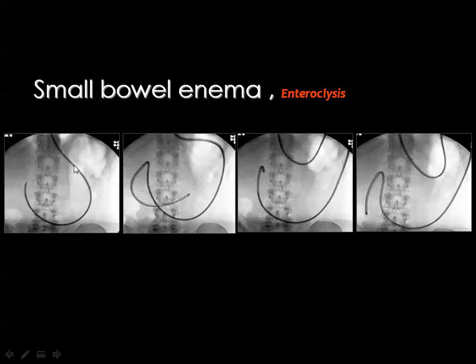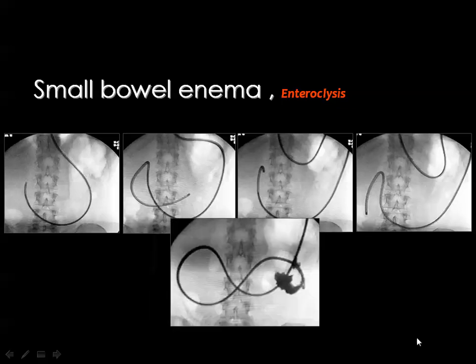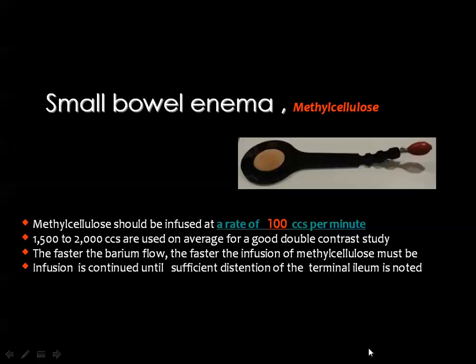This is the tube introduced into the stomach, and here the tube is coiled within the stomach, and you correct the position. Then you try again to pass the tube through the duodenum, and finally you reach the beginning of the jejunal loop. This is the tube passing through the stomach, then the duodenum. Then you start injecting barium through the tube.